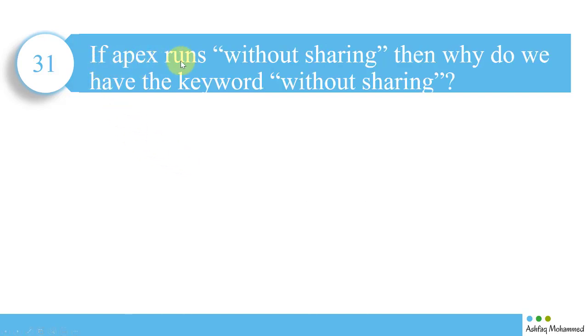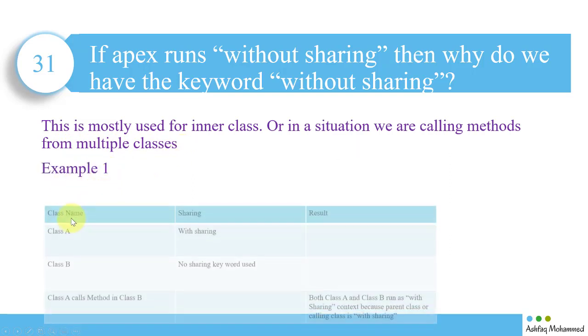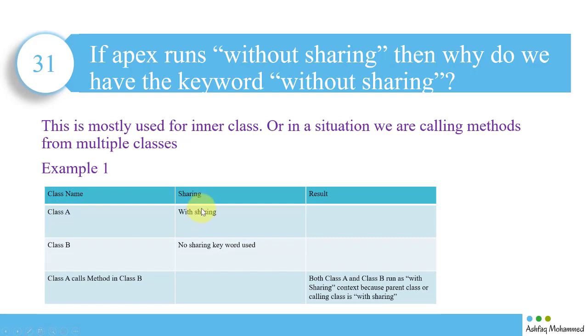So the next question is, if Apex runs without sharing by default, then why do we need the keyword without sharing? This is mostly used for inner classes. On one side I'm saying that if you don't mention anything, it will automatically run without sharing. Then why do we have this without sharing keyword, right? So this is mostly used for inner classes, or in a situation where we are calling methods from multiple different classes. Okay, so example one: I have a class A which is with sharing.